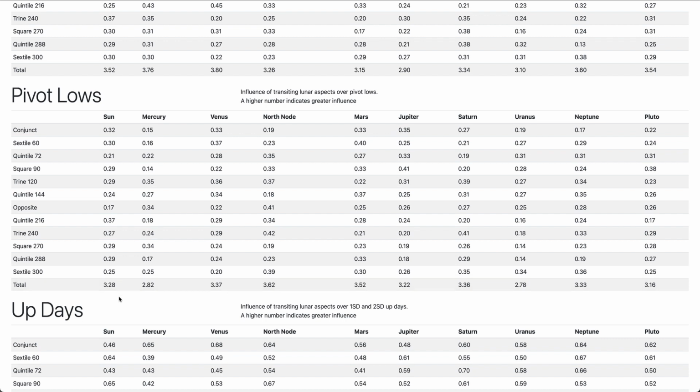So we're going to take advantage of this fact, and we're going to look at those with the biggest numbers so that we can zero in on what aspects and what planets have the biggest influence over the pivot low behavior. Okay, so it looks like anything over 3 is a good place to start. So we've got the Sun at 3.28, Venus at 3.37, the North Node at 3.62, and Mars at 3.52. So if we wanted to extend out to some slower planets, we could, but let's stop there. We've got 4: Sun, Venus, North Node, and Mars.